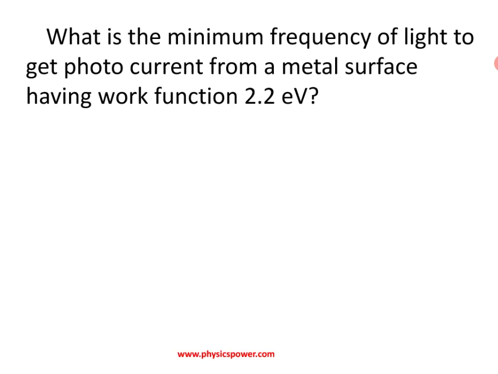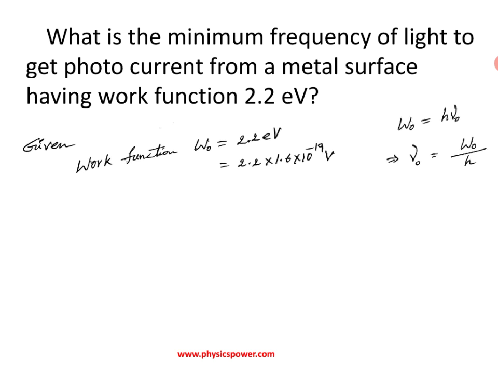Next problem. What is the minimum frequency of light to get photocurrent from a metal surface having work function 2.2 electron volt? Here asking about minimum frequency, so I am giving the hint. In the given data, the work function is mentioned in electron volt, we can also convert it into joules. So here e is 1.6 into 10 to the power of minus 19, the electron charge.